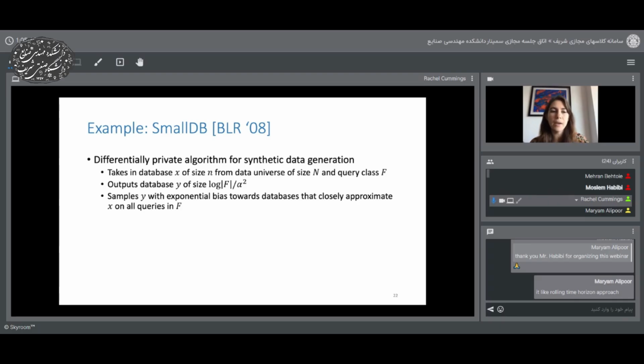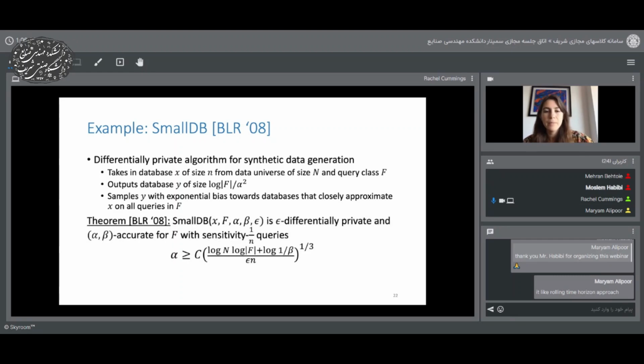And it does this in a very simple way. It basically samples this y from the space of all databases of this size, with an exponential bias towards ones that provide accurate answers for all possible queries. And so basically, this is going to be our black box. And we have this accuracy theorem from the original paper, so it's private and it's accurate.